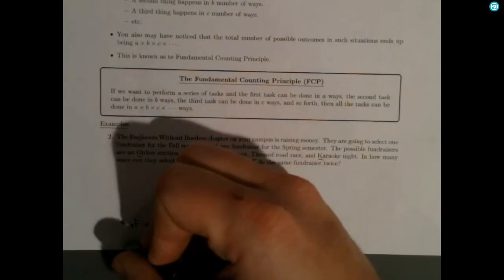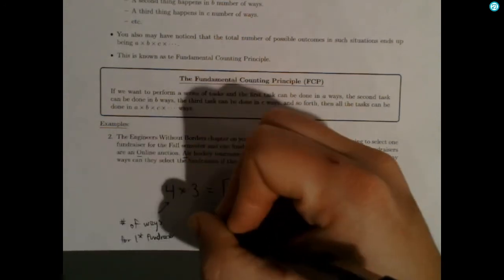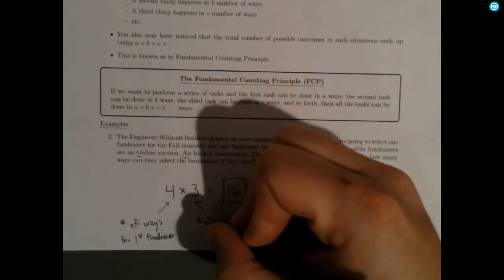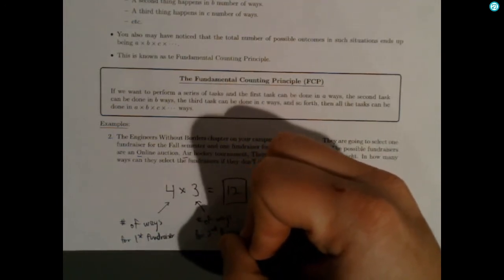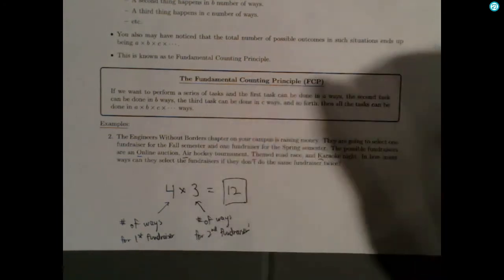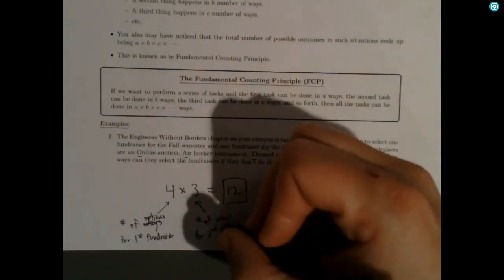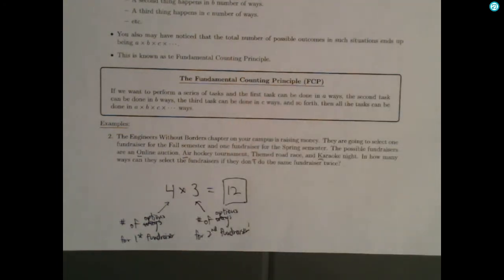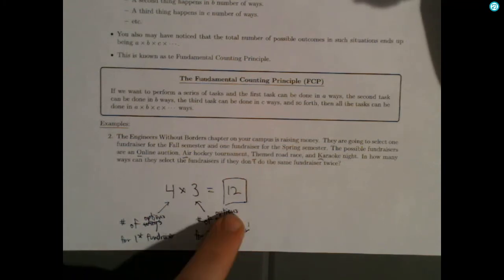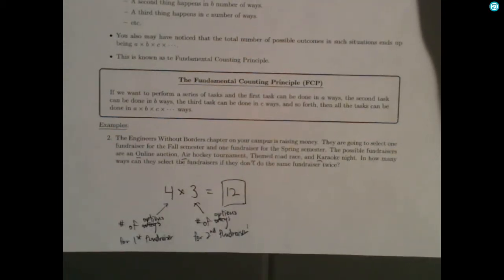So this was the number of ways for the first fundraiser, and this was the number of ways that they could choose the second fundraiser. Or number of options, I guess. We could say options. That would make more sense. Number of options for the first fundraiser, number of options for the second fundraiser. Okay? And notice that we did come up with the same answer, but in a different way. And this way, I think you'll agree, was much quicker and nicer and easier.